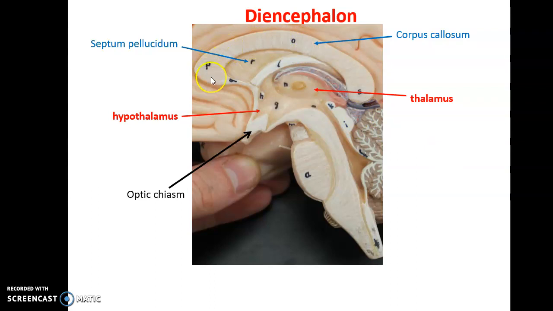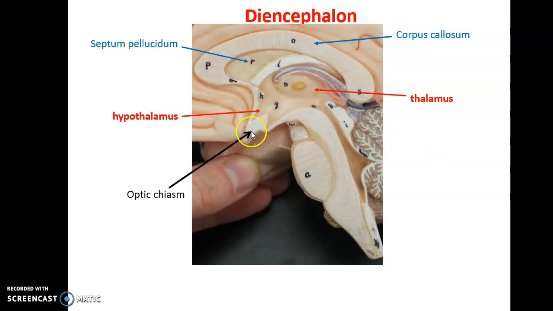That is corpus callosum. Corpus callosum is what connects the right and left hemispheres of the cerebrum. This wall here is septum pellucidum. Septum pellucidum separates the right and left lateral ventricles. This area here is the diencephalon, which includes the hypothalamus, or the beak of the seahorse, and also the thalamus, or the main head area of the seahorse.